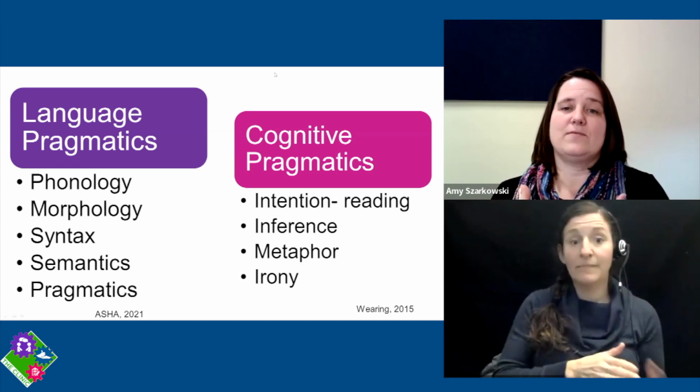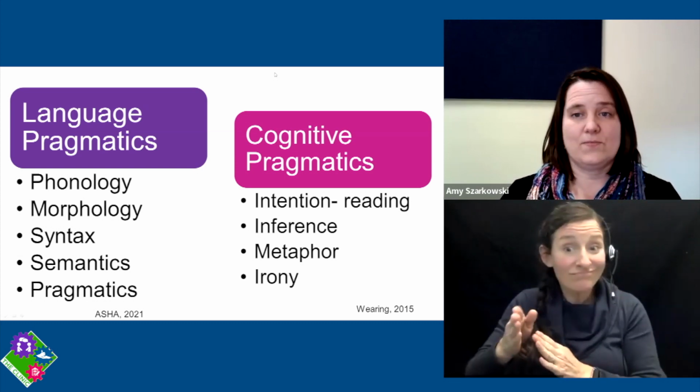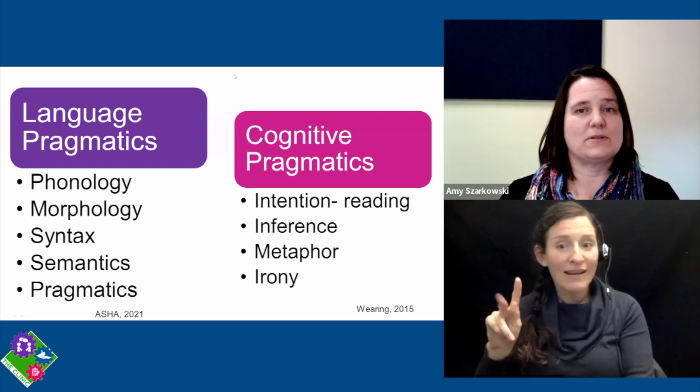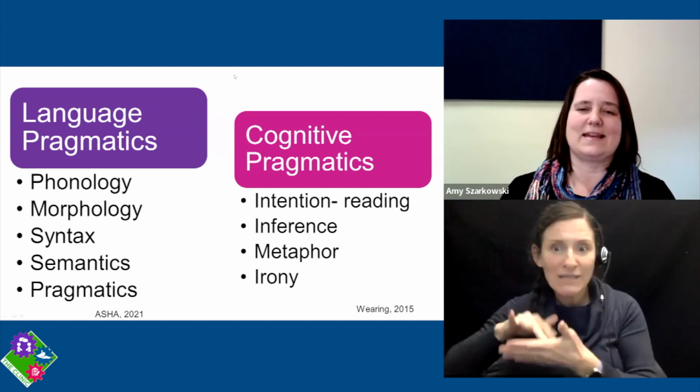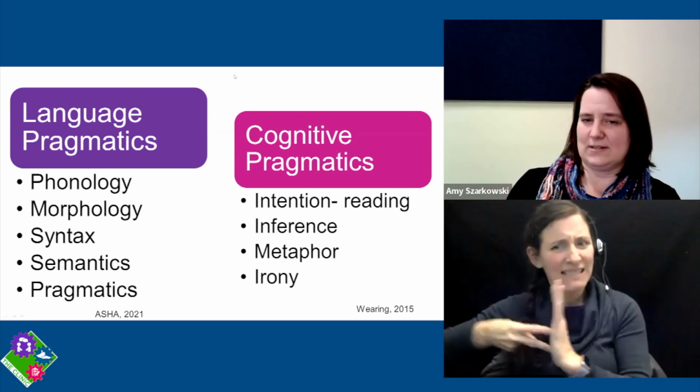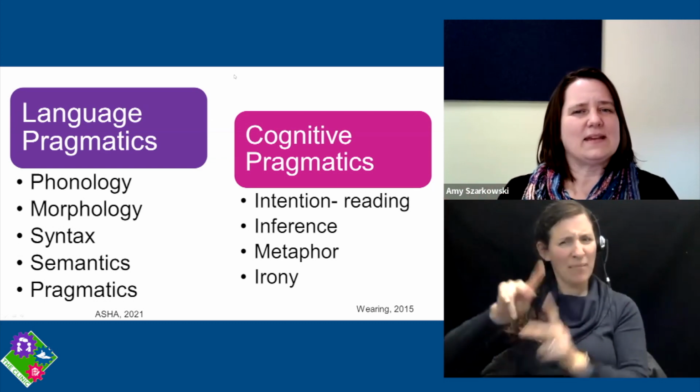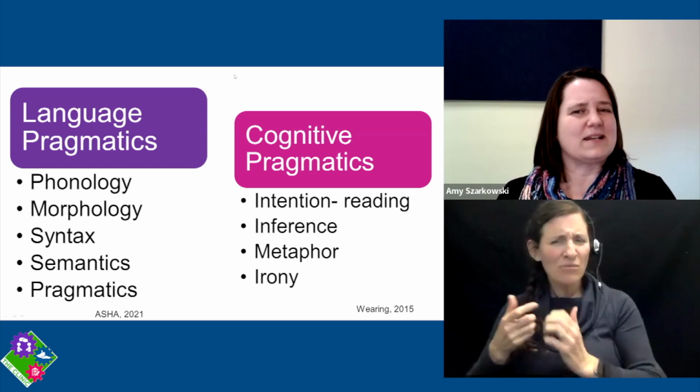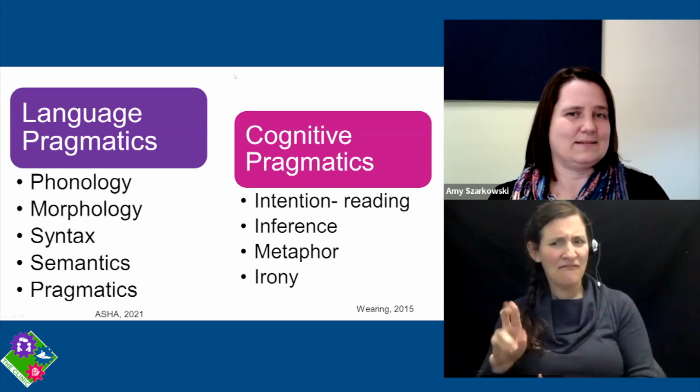Another lens or another view of pragmatics is the cognitive view. In this way, people who study cognitive pragmatics think about things like intention. How do we know other people's intentions? How do we make inferences? That's like understanding something that isn't exactly said.